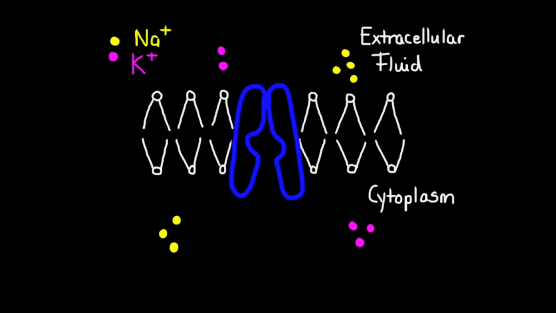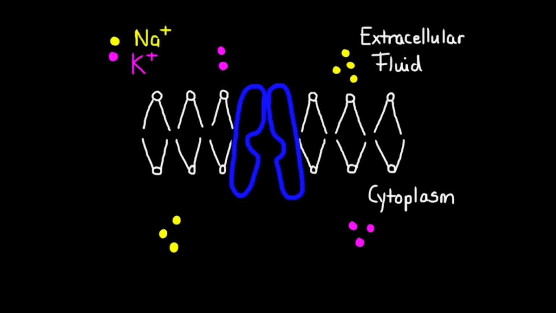So let's look at the sodium-potassium pump in a little more detail. The role of this pump is to move sodium ions from the cytoplasm where they're at a low concentration to the extracellular fluid where they're at a higher concentration. The potassium ions are then moved from the extracellular fluid to the cytoplasm against their own concentration gradient.